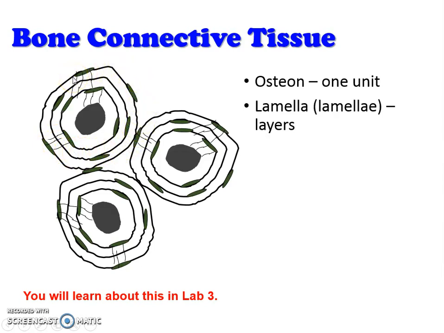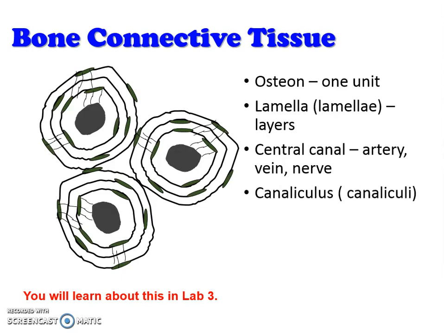Each layer of matrix is known as a lamella with an A. To make it plural, we put an E at the end, and we call it lamellae. And the lamellae are going to surround that central canal. Coming out from the central canal and going through the different lamellae are these little canals. Each little canal is going to be responsible for moving water, oxygen, and nutrients, and that little canal we call a canaliculus. The plural form of canaliculus is canaliculi.